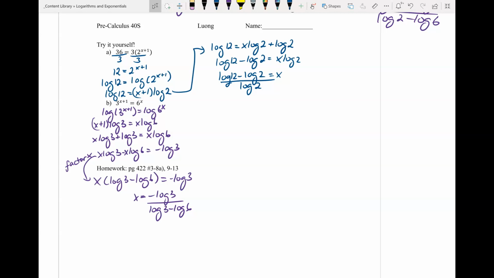In part B, I took the log of both sides, brought down my exponents, and rearranged my equation so that I have the x terms on one side and log 3 on the other side. Then I factor out the x and then divided both sides by log 3.